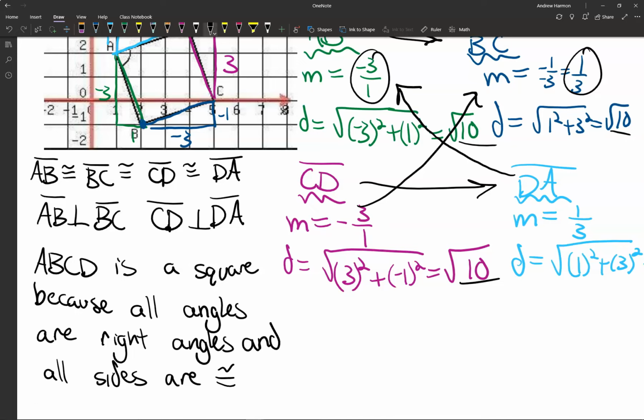it could be a rhombus. And if all we knew is that all four angles were right angles, it could just be a rectangle. So we need to prove both of those things are true. All angles are right angles and all sides are congruent for us to know that it is exactly a square.